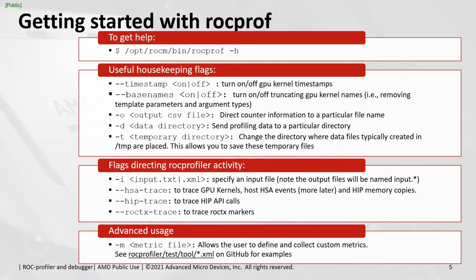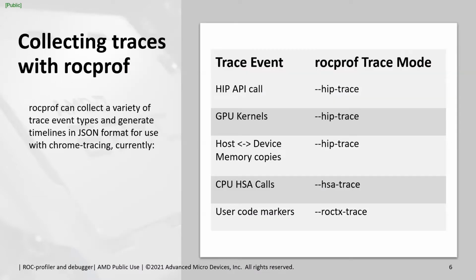And getting more into the advanced usage side, if I want to combine different counters and start calculating my own advanced metrics, I can create advanced metrics in an XML format, and I can also pass that to the ROC profiler. So it's going to take care of everything. And with that one command line, it's going to collect all the different traces for you. So let's start diving into a few things, starting with the collection of traces.